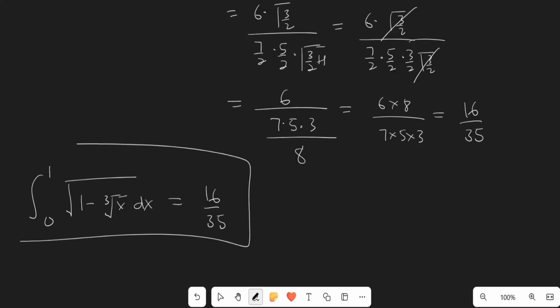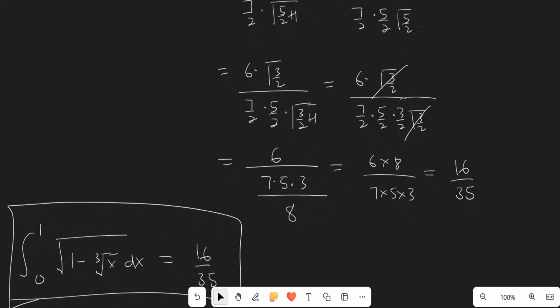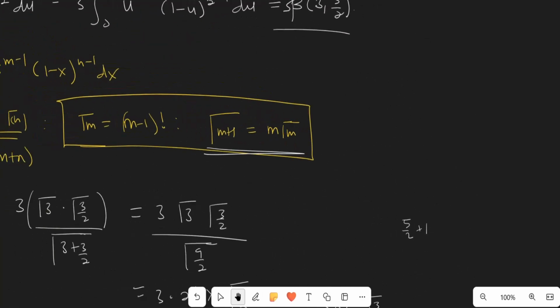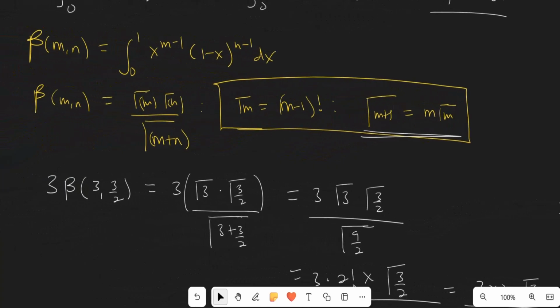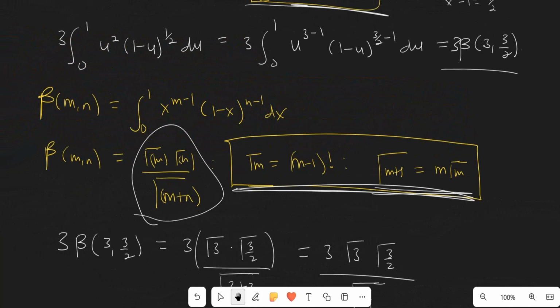That is using the beta function and the gamma representation of the beta function. So that is how we solve it. We utilize the gamma representation of the beta function and these identities in order to solve the integral.